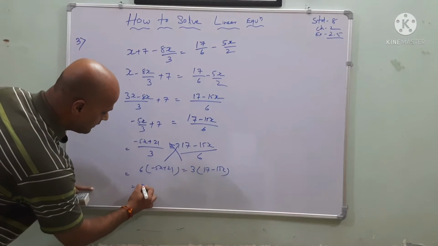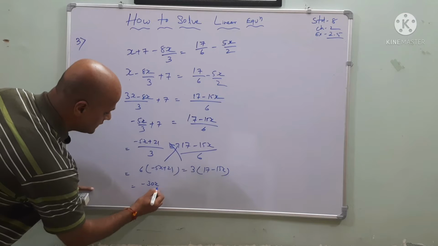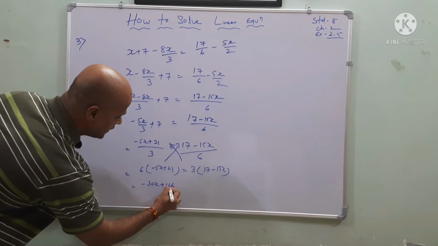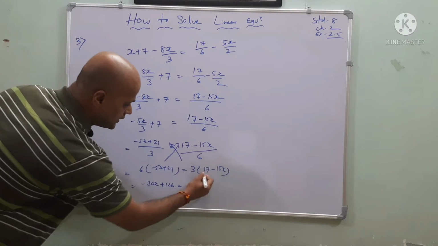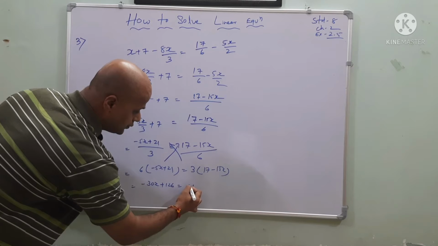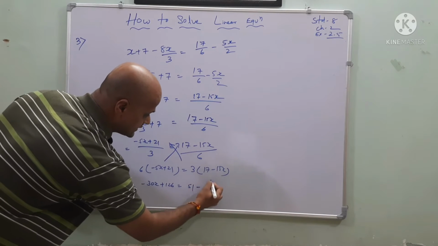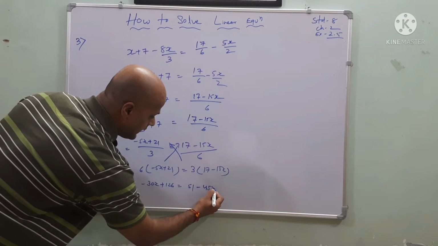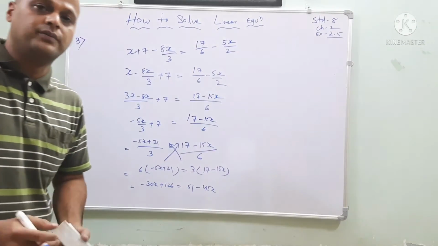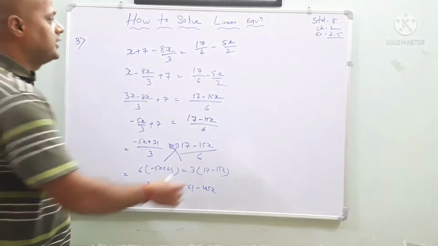So what is the multiplication? Here you will get minus 30x plus 126 is equal to, how much is it? 3 7s are 21, 3 1s are 3, so 51 minus 45x. Now in this case, bring the variable to one side and the constant to one side.